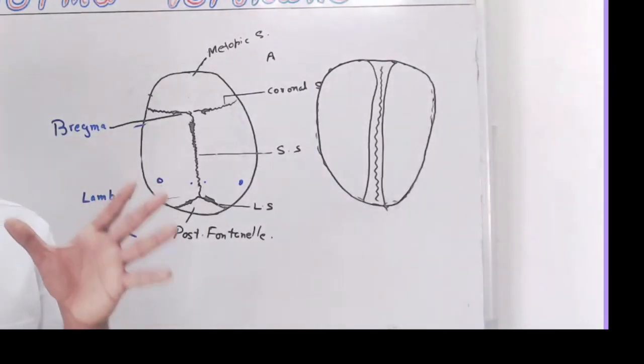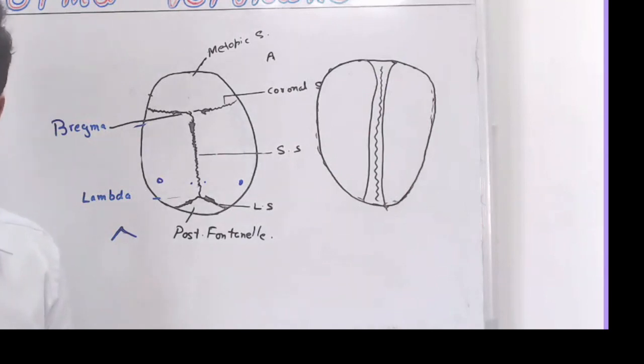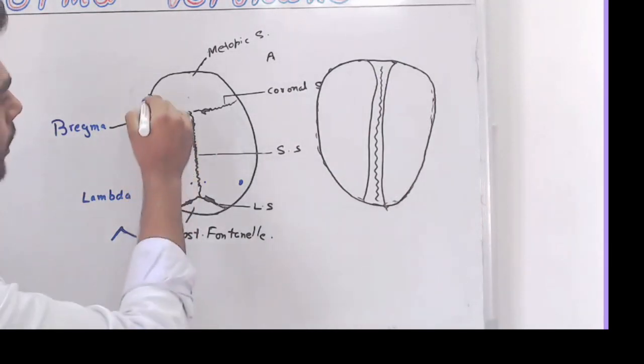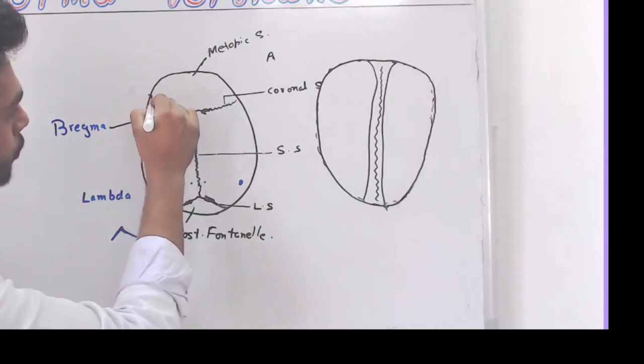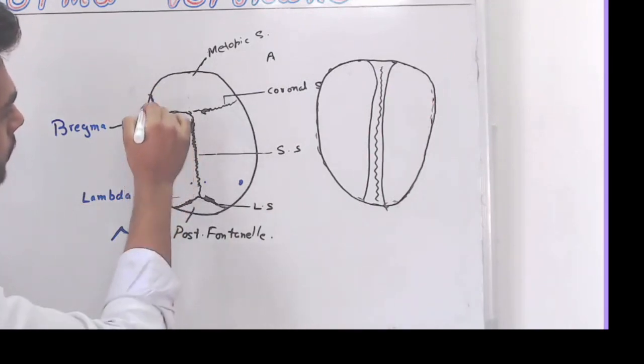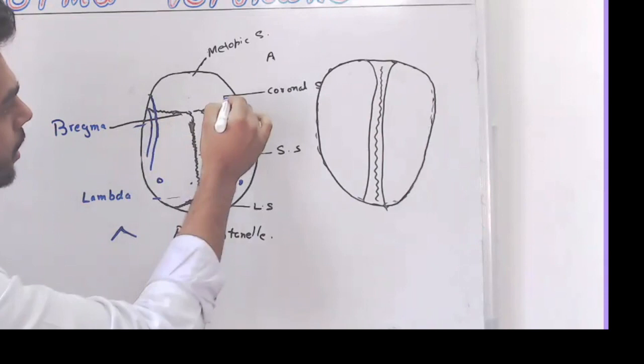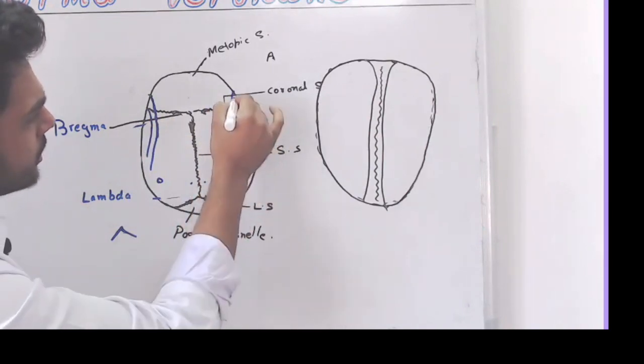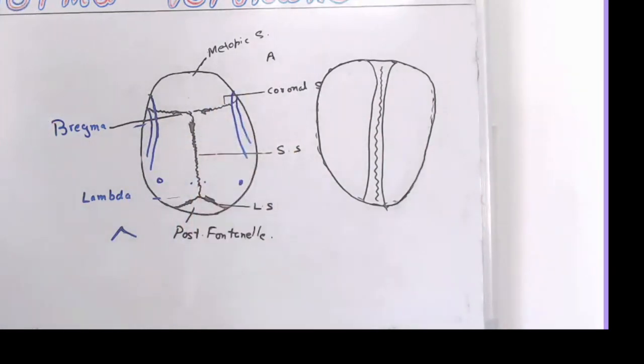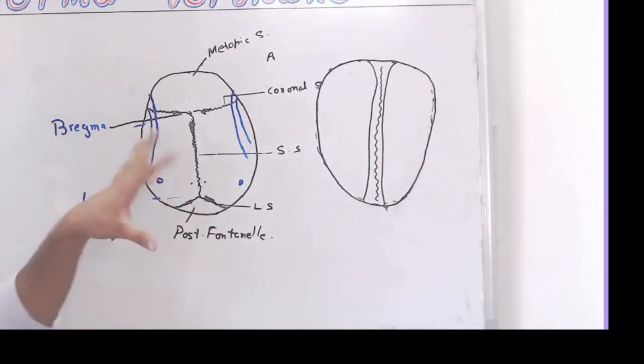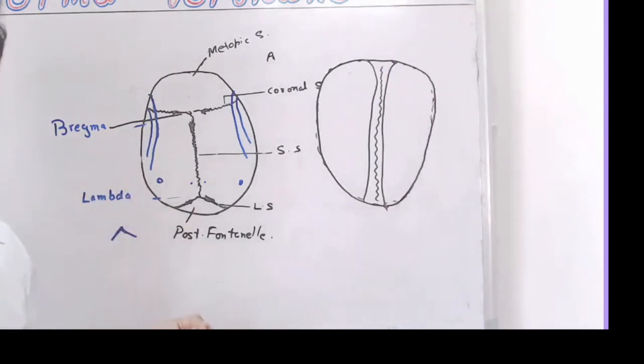Fine. From this norma verticalis, we can also see part of the temporal lines. This is the superior temporal line. We can see these temporal lines in the norma verticalis, but about this in detail we will study in norma lateralis. So till here we studied all the bones and sutures which we are able to see in norma verticalis.